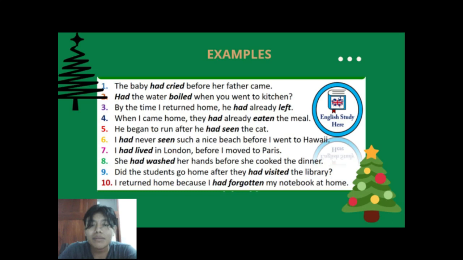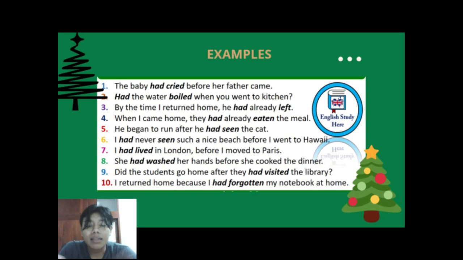The fourth one: when I came home, they had already eaten the meal. Cuando yo llegué a casa, ellos ya habían comido la comida. The fifth one: he began to run after he had seen the cat. Él comenzó a correr después de que había visto el gato.